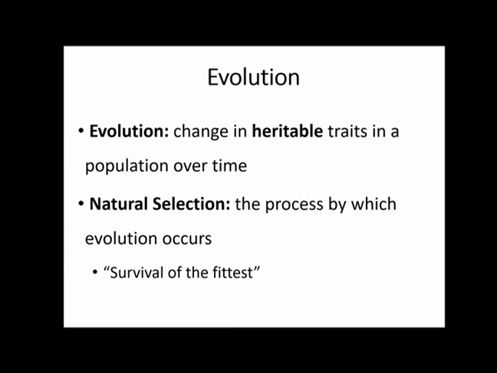So heritable means something that you are inheriting. If we're looking at these traits in a population, so it's going to be in a particular group of organisms, and these things are changing over time. And we're going to see a couple of different examples of how natural selection is working throughout this chapter. And the process by which evolution occurs is what we're going to call natural selection.